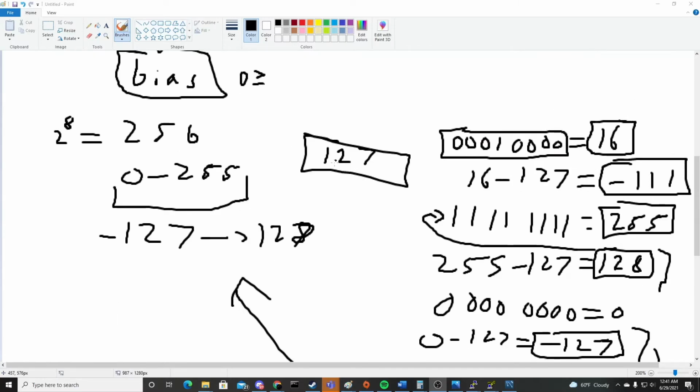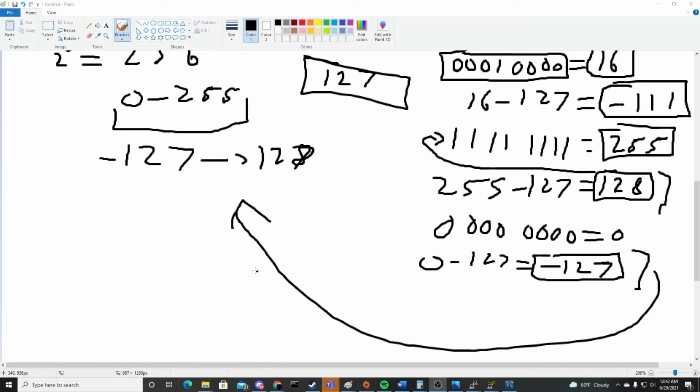And 127 doesn't have to be the bias. You can really make the bias anything you want. 127 is kind of the standard, because typically you want to find a number right in the middle, so the negative and positive exponents you can represent are about split evenly. But you can make it anything you want. You can make it 100, you can make it 200, anything in the range of 0 to 255.